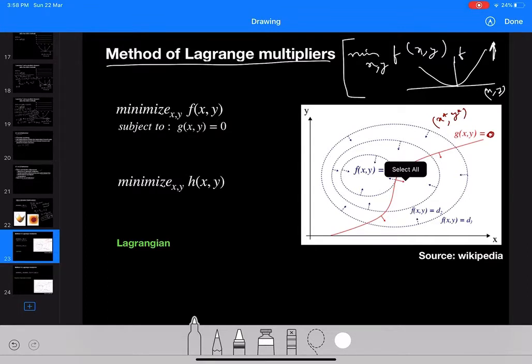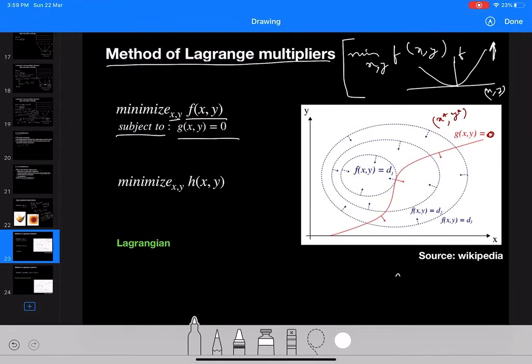So what is a constrained optimization problem? Basically we have a minimization problem in the space of x and y. We want to minimize f of xy subject to the constraint g of xy equal to 0. And we can see what this means in the diagram on the right. We have to search over all xy on this red curve, which is the constraint g of xy equal to 0, and then on this red curve we have to minimize f of xy. So that's a constrained optimization problem.